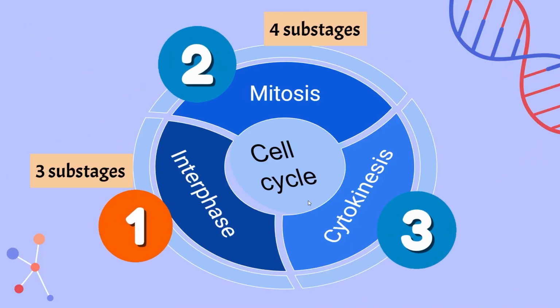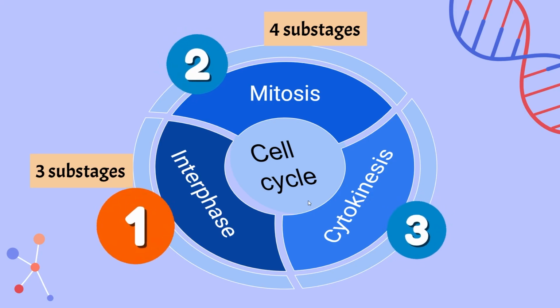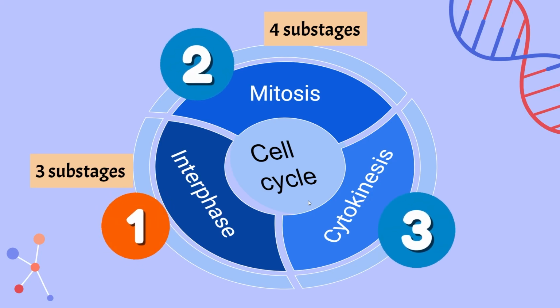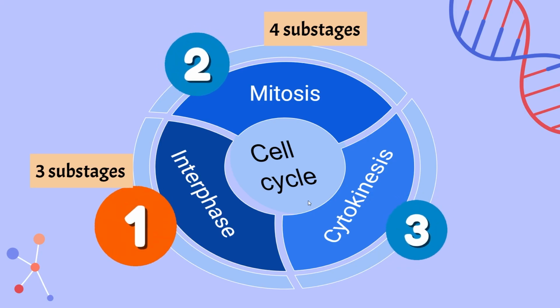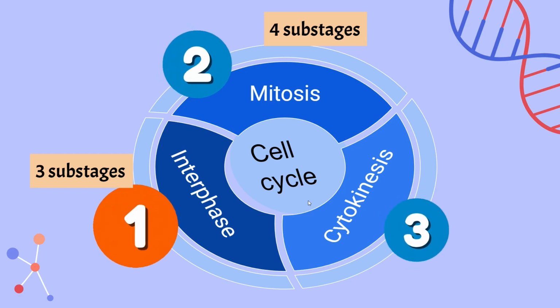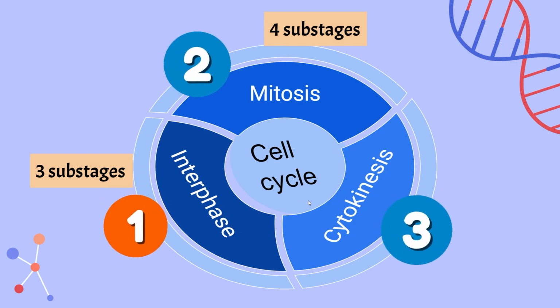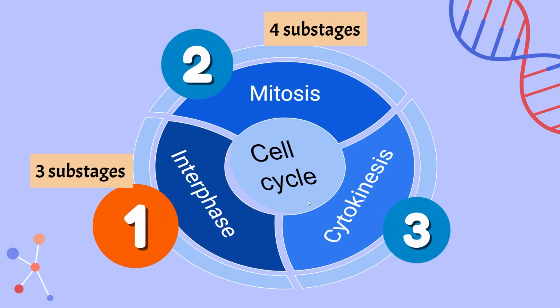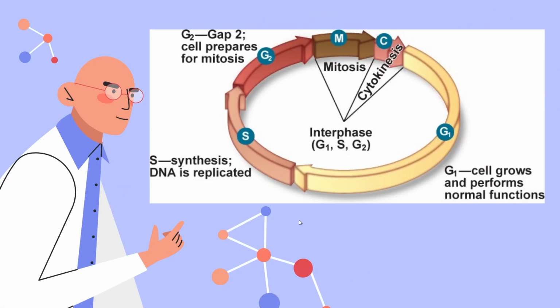Now, the cell cycle has three stages. Stage 1, interphase. Stage 2, mitosis. Stage 3, cytokinesis. Interphase is broken down into 3 stages, mitosis into 4, which will be in the next lesson, and cytokinesis, no stages. We will start with interphase.